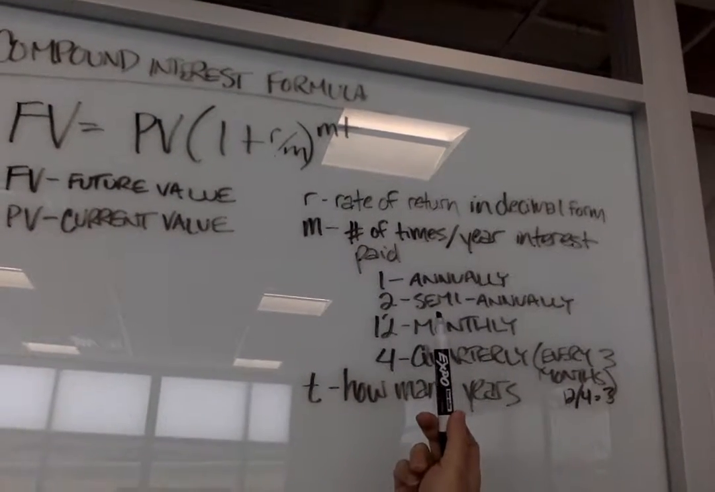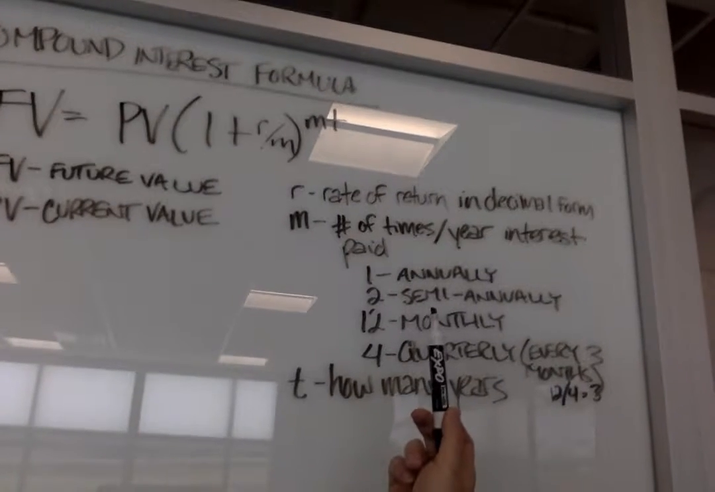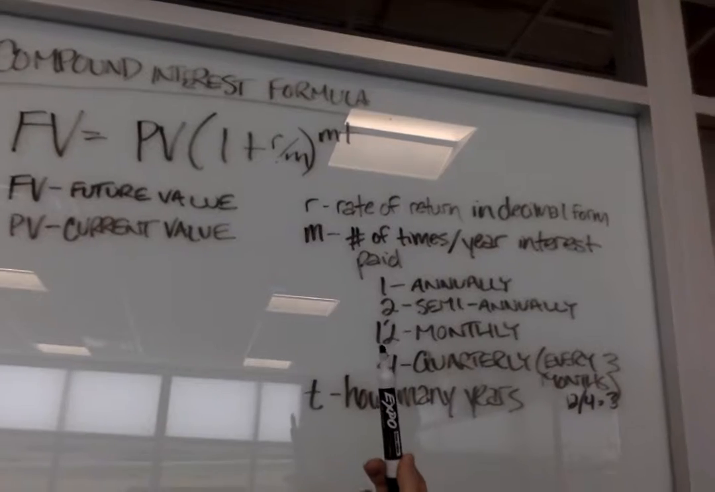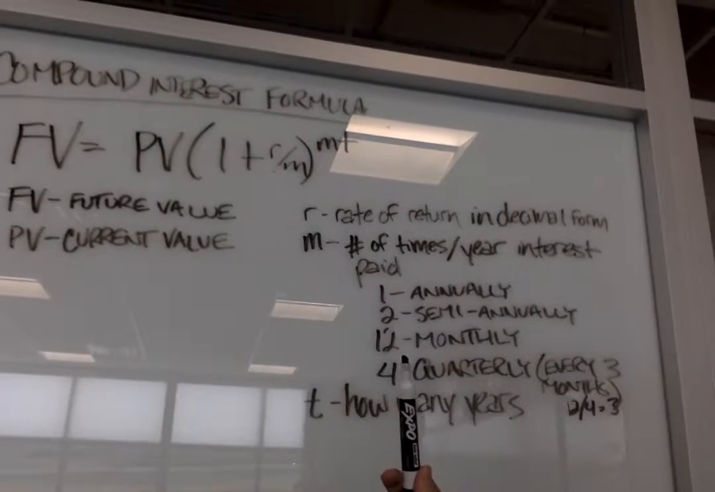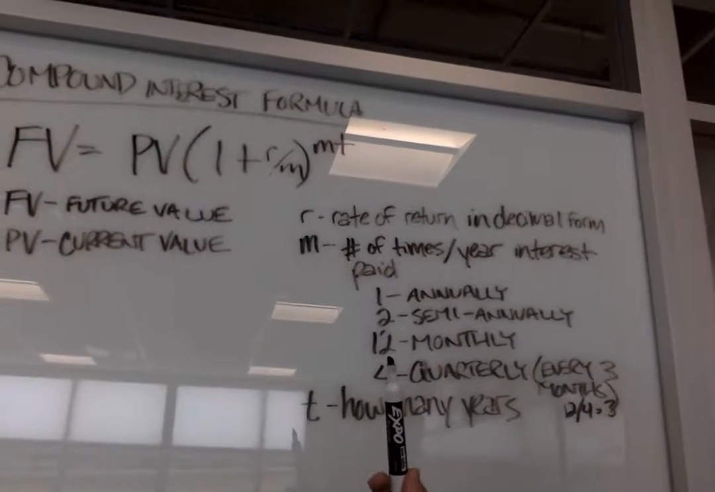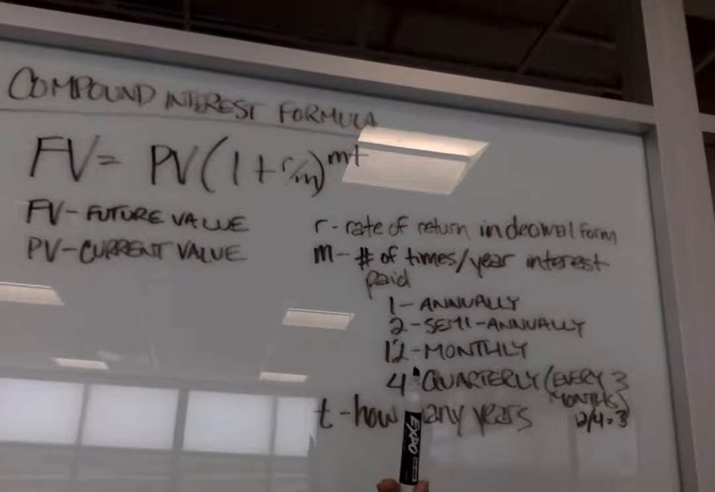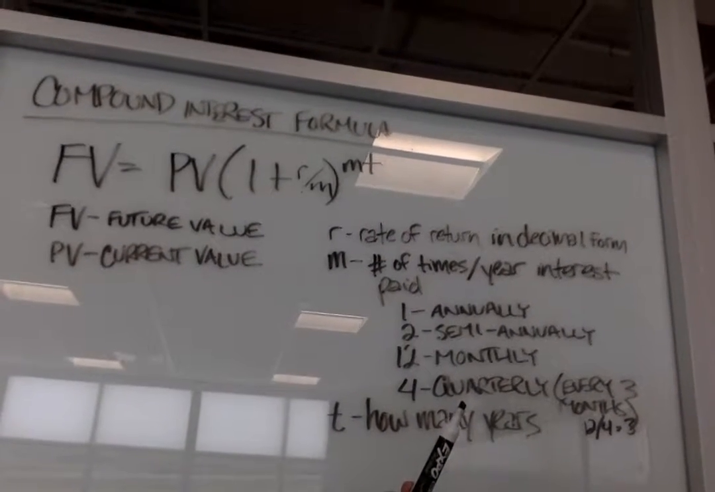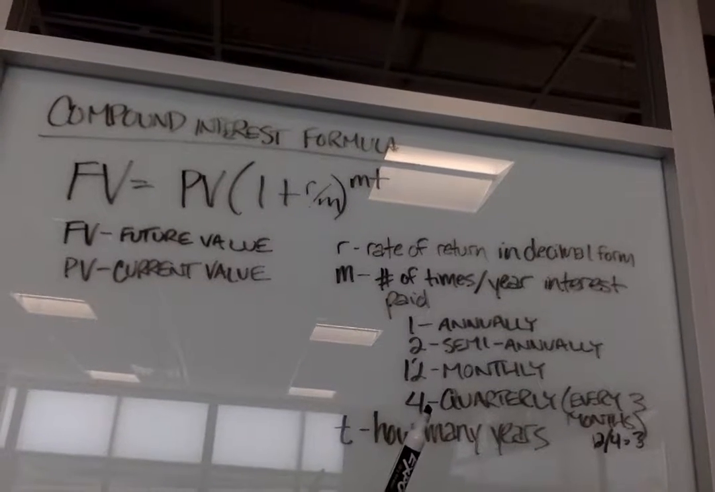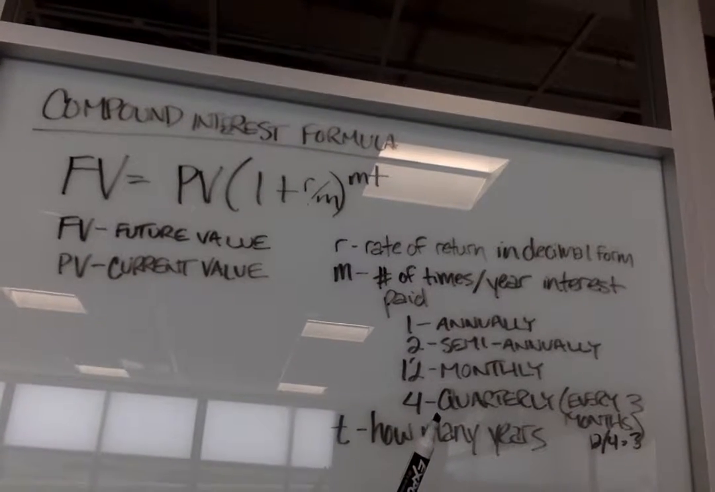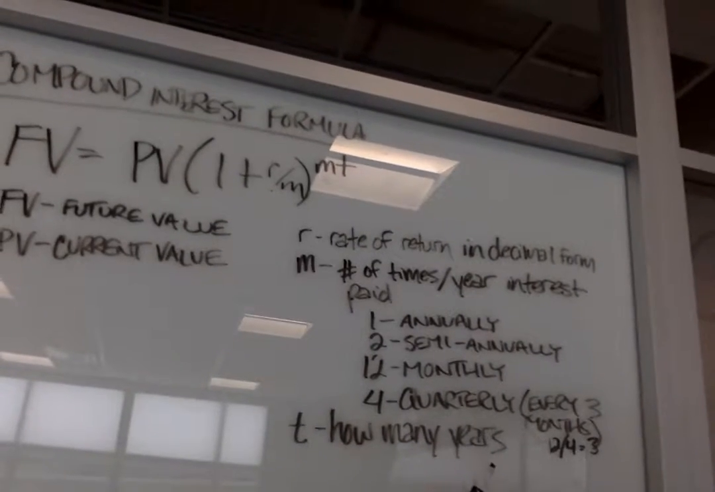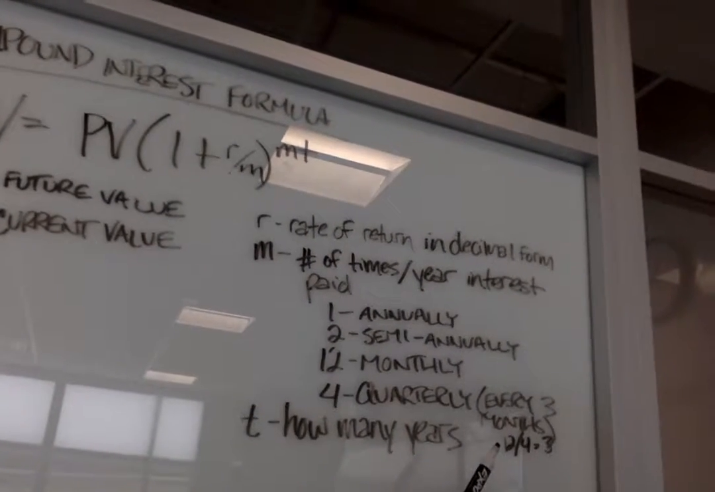If it's semi-annual, in other words, it's going to be paid every 6 months, you're going to use the number 2. If it's going to be paid monthly, every month, you're going to use the number 12 for M. And then if it's quarterly, you're going to use the number 4 for M. And that means every 3 months. So if you take 12, divide by 4, you'll get 3.